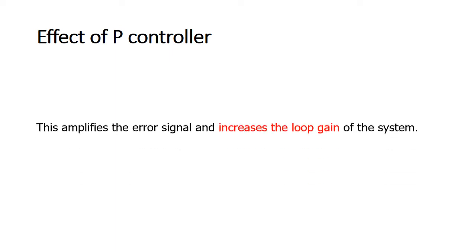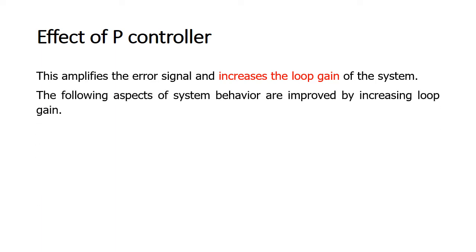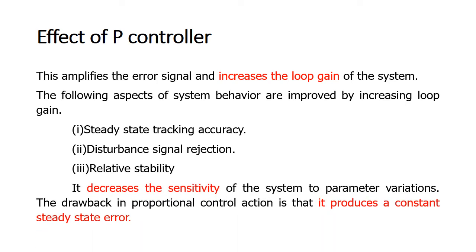The effect of proportional controller. When a proportional controller is introduced in your system, it affects the transient response in the manner that it increases the loop gain of the system, and because of this increased loop gain we achieve the following characteristics. They are steady state tracking accuracy, disturbance signal rejection, relative stability, and the decrease of sensitivity of the system to parameter variations. These are the 4 advantages that we get because of introduction of proportional controller in a system. But the drawback of this type of controller is it produces a constant steady state error.